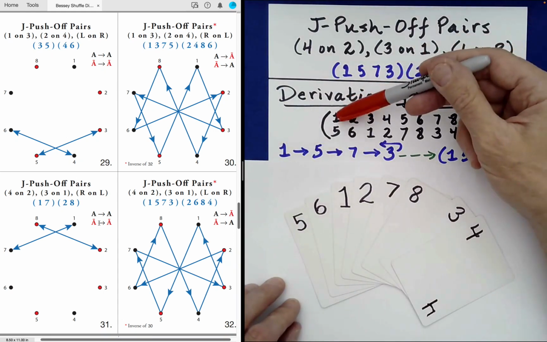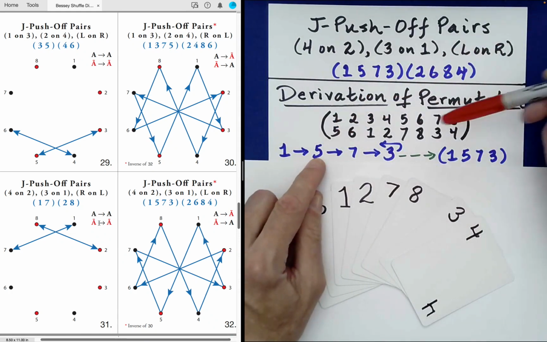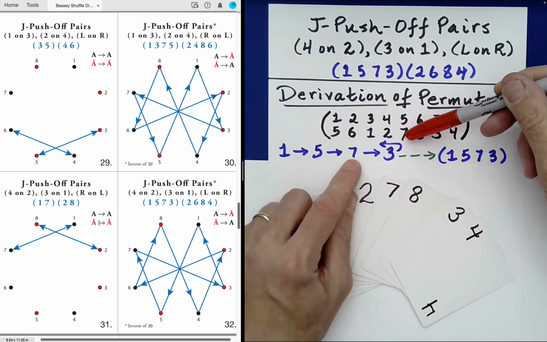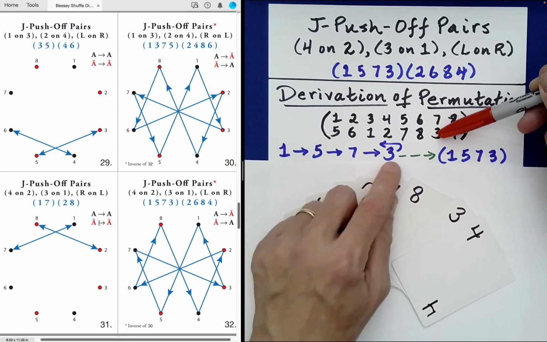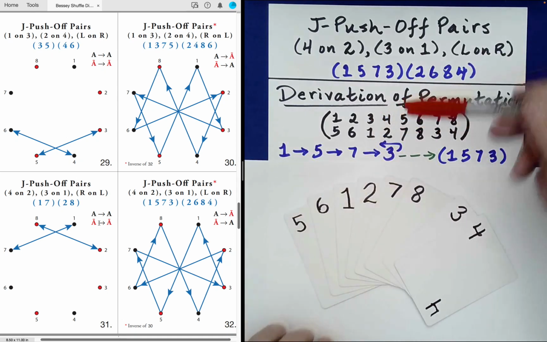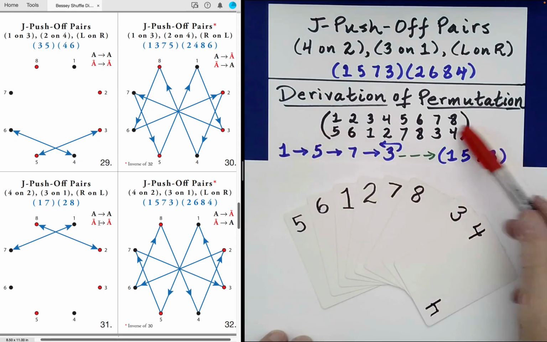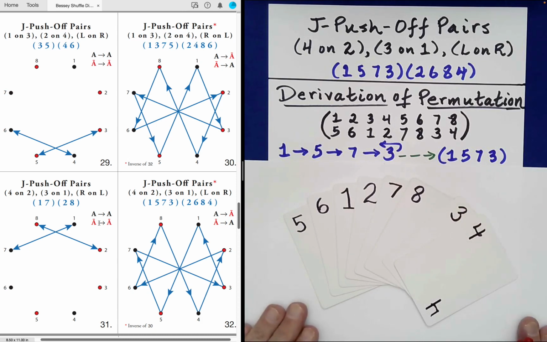We see that 1 goes to 5, so there's an arrow from 1 to 5. 5 goes to 7, so there's an arrow from 5 to 7. 7 goes to 3, so we have an arrow from 7 to 3. And 3 returns back to 1, so that completes that cycle. And in particular, it is a 4-cycle, since it consists of 4 position values.